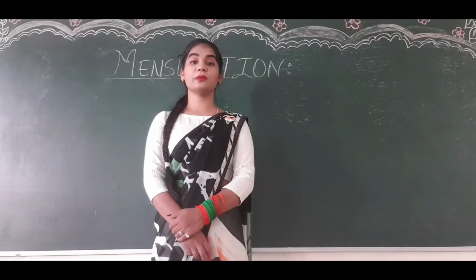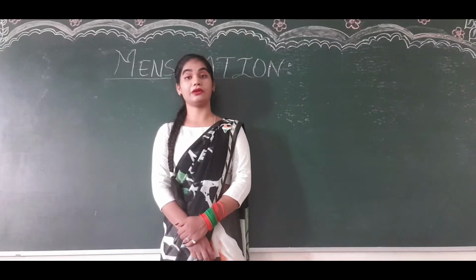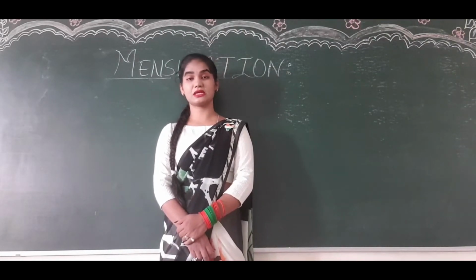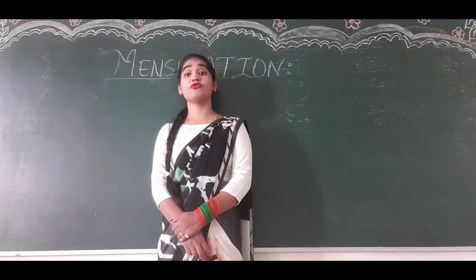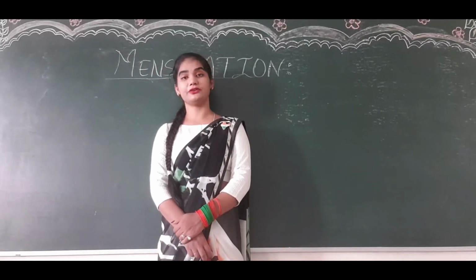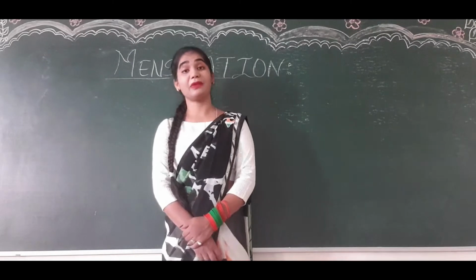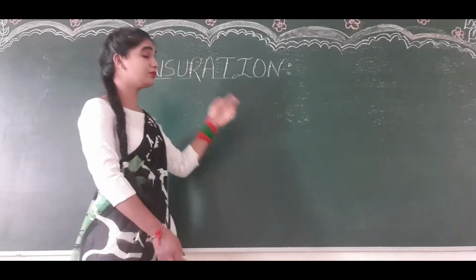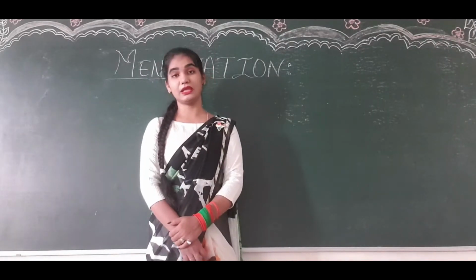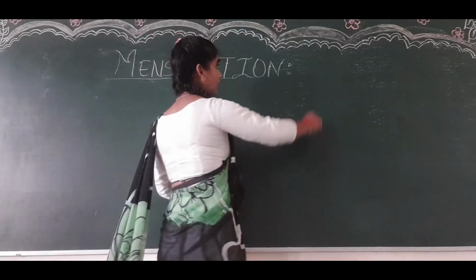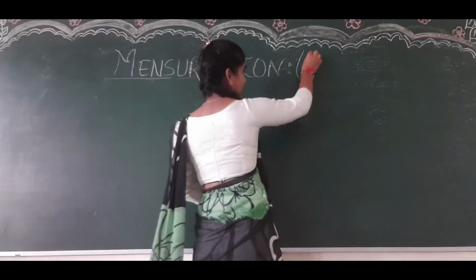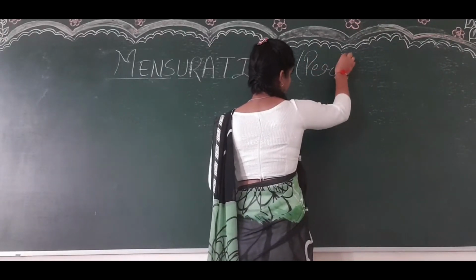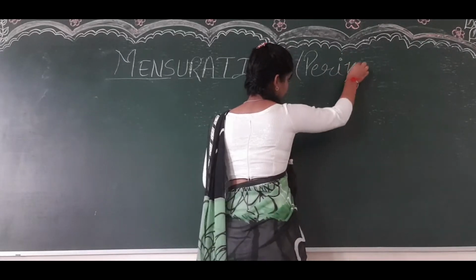We calculate so many parameters like area, perimeter, circumference in a circle, and volume of our solid figures. There are many parameters that can be calculated. So mensuration is that branch which deals with these things. So what we are going to cover today is perimeter.